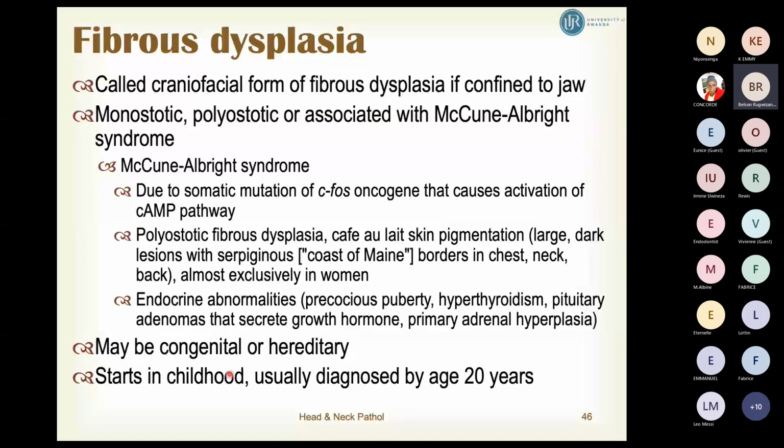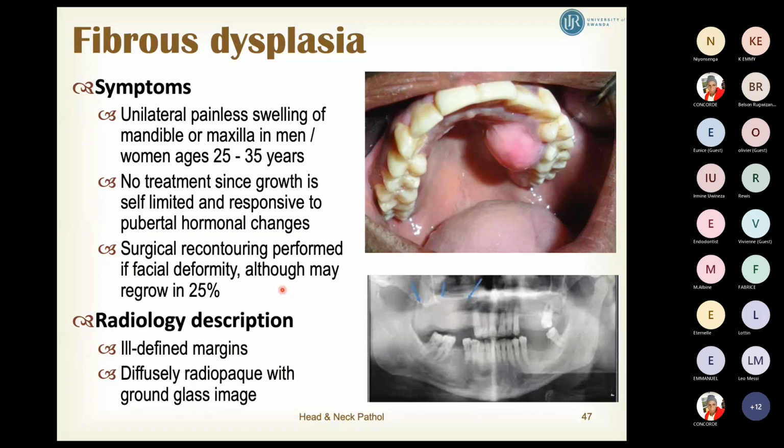So the fibrous dysplasia, also called the craniofacial form of fibrous dysplasia, if it is found in the jaw, it can be monostotic, polyostotic, or associated with McCune-Albright syndrome. This syndrome is explained here, what characterizes it. It can be hereditary or congenital. It starts in childhood, but is usually diagnosed around 20 years of age. That means it grows very slowly. You can see it here, and you can see that it is less calcified than the ossifying fibroma.